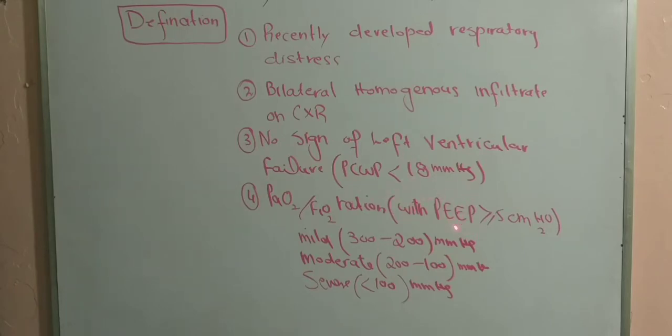in the presence of PEEP which is more than 5 centimeters of water, if it is between 200 and 300 millimeters of mercury, we categorize the case of ARDS as mild. When the ratio between PaO2 and FiO2 falls to less than 200 but stays above 100, we call it a moderate case of ARDS. And lastly, if somebody has a PaO2 over FiO2 ratio which is less than 100 millimeters of mercury, then we call this a severe case of ARDS. This is known as the Berlin definition of ARDS.